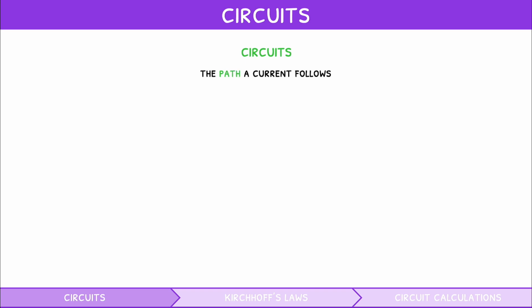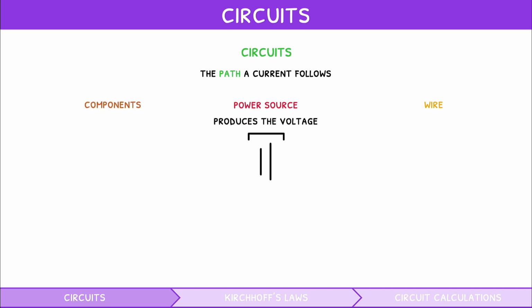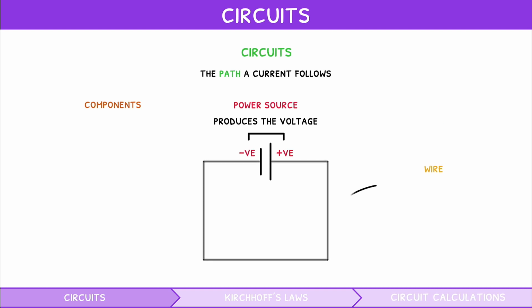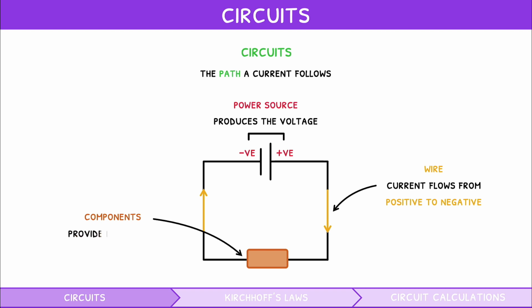Let's cover the basic circuit you need to know for your IB exam, which typically consists of three components: a power supply, wire, and array of components. A power supply produces the voltage that induces a current. This is symbolized with a long line to indicate the positive terminal and a short line to indicate the negative terminal. A loop of wire is connected to the power supply, wherein current flows from the positive to the negative terminal. Components can take many forms, and they provide resistance. The most common component is the resistor, and we will explore more in our next video.